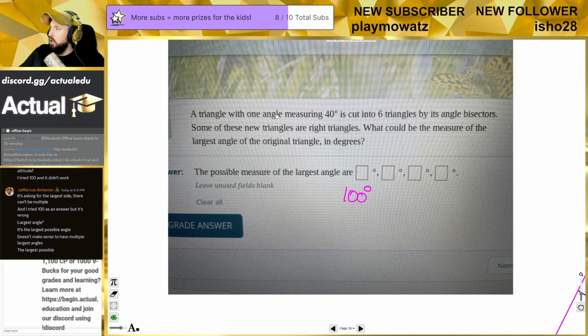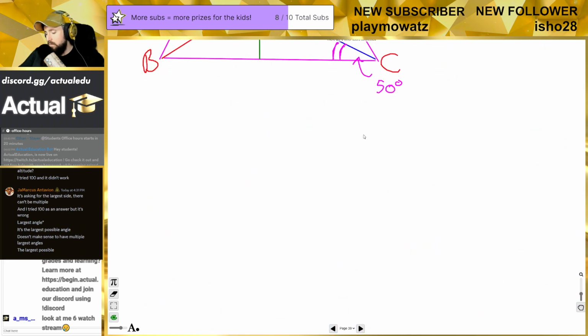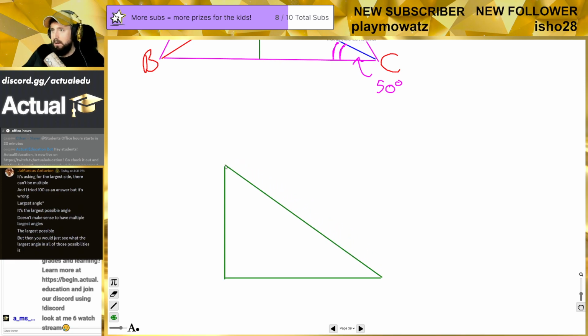I think the original triangle can either be obtuse or acute. I mean, let's say our original triangle was a right triangle. Let's just do that. Let's just have fun with that, right? Let's say this is 40, this is 90, right? And then let's say this is 30. 50.